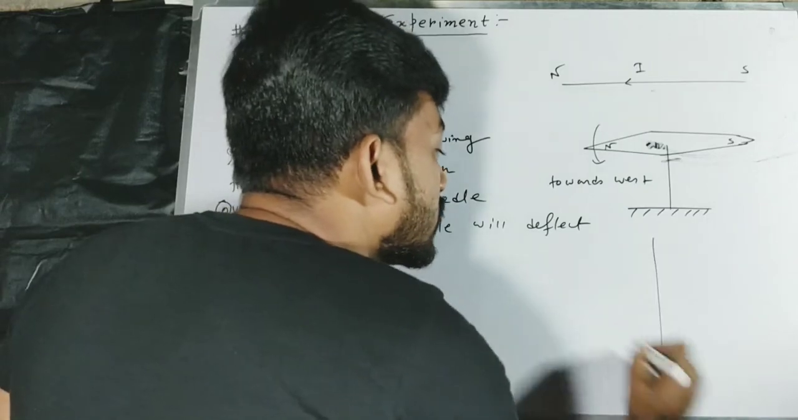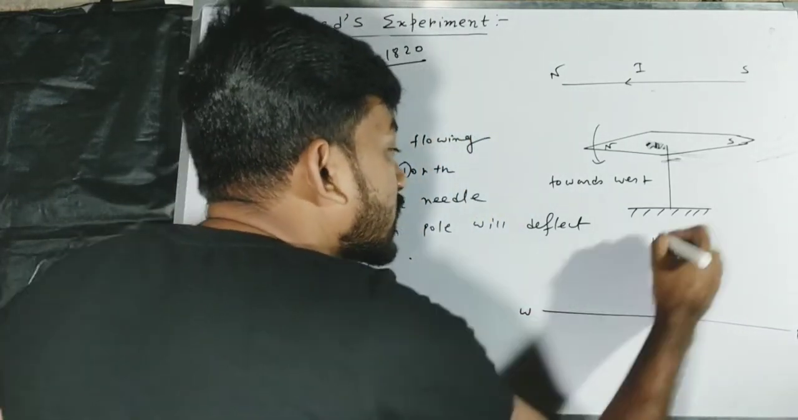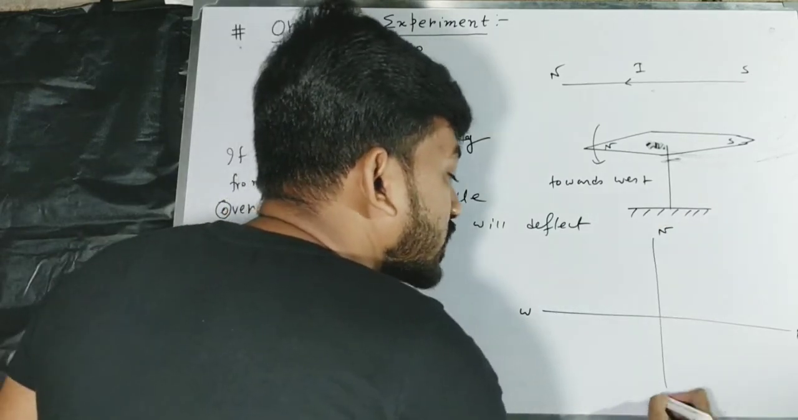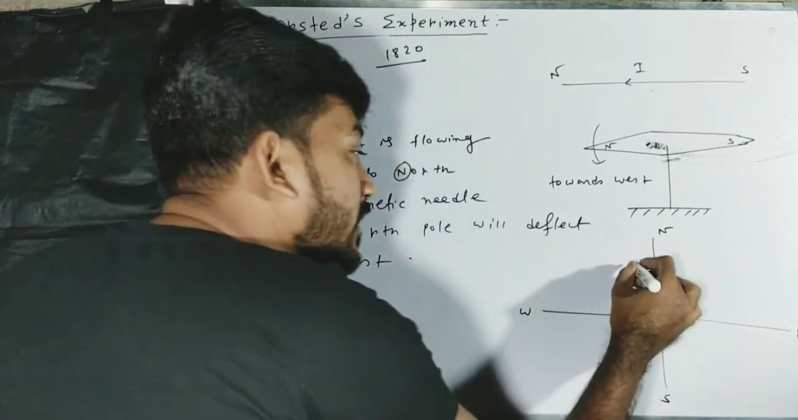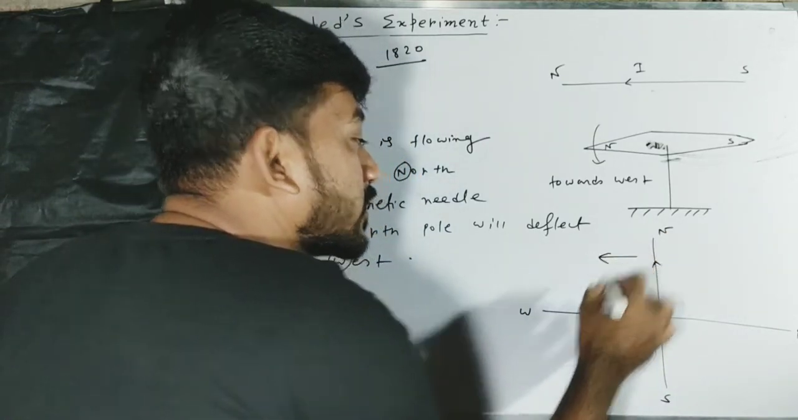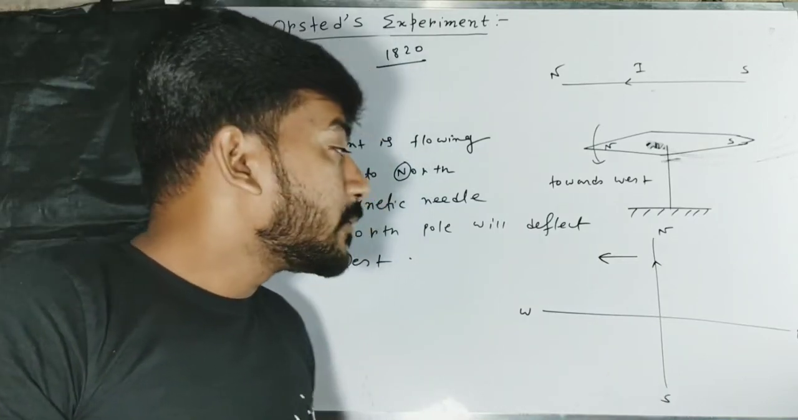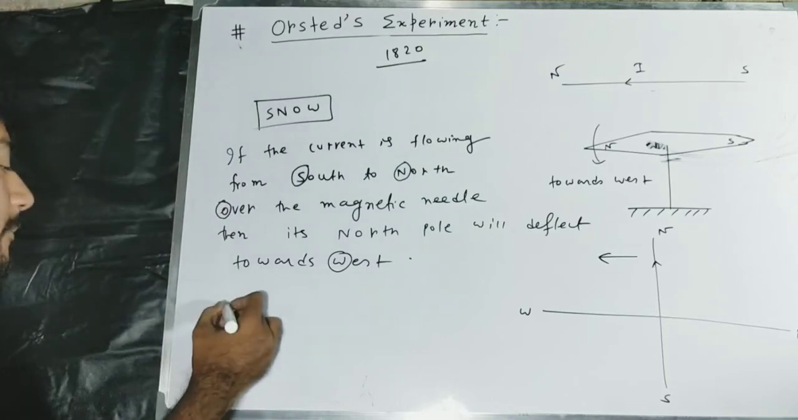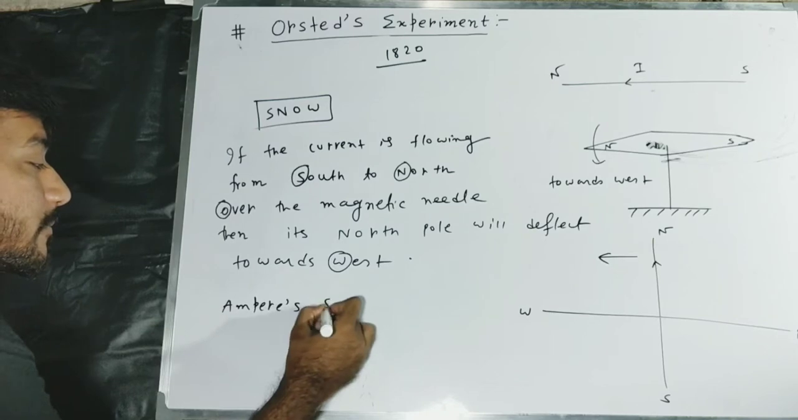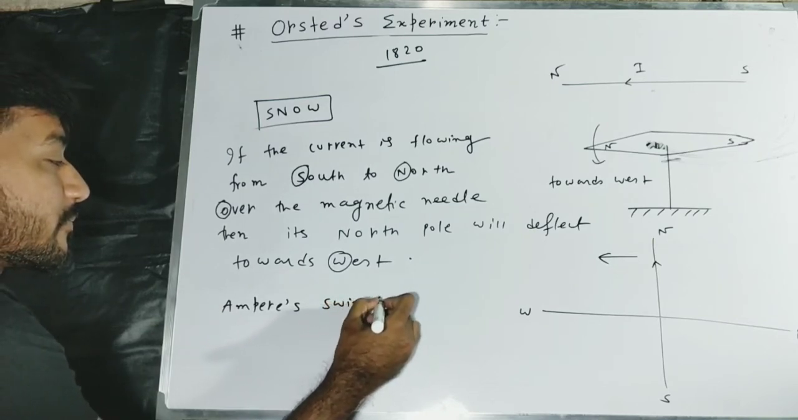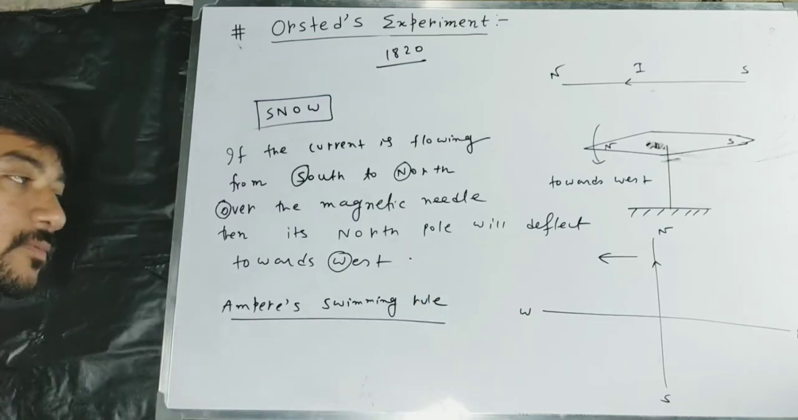If we talk about the direction, this is east, this is west, this is north, and this is south. So when the current is flowing from south to north, the north pole of the magnetic needle will deflect towards west. And these things can be well explained by using Ampere's swimming rule. Okay. Now what is this Ampere's swimming rule?